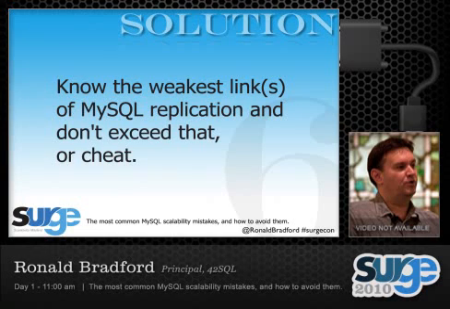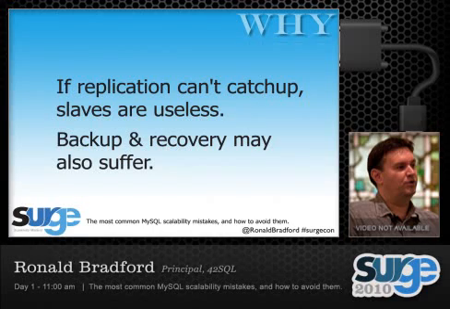Because if the slave can't keep up, then your replication is useless. The data is out of date, the data is inconsistent, as we've just heard this morning, and in some situations that data is then trash. So identifying the weakest link is important, and obviously don't exceed that, or there are in fact a few ways to cheat, and I'll discuss a few of those as well.